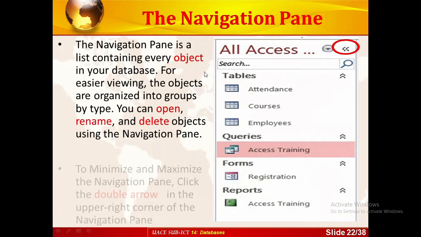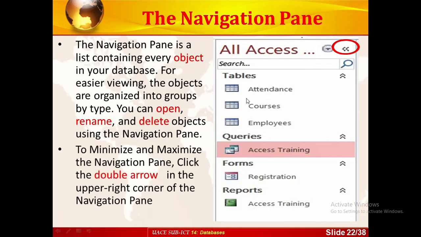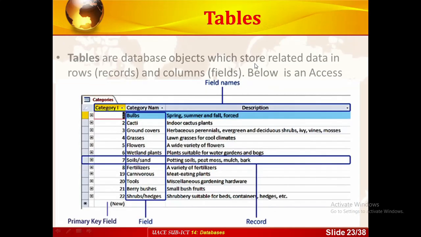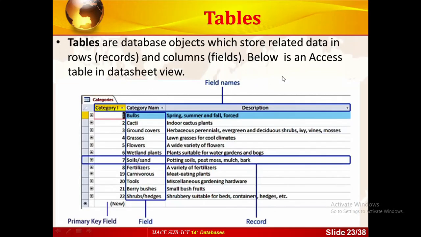So this is the navigation pane I was talking about. This is how it looks. It shows the tables, queries, forms, and reports, and these are the icons for those objects. You can minimize it, you can rename the table, you can rename anything here. You can open, you can delete, you can do anything you want here. Then this is how the table looks, where related data is stored, like you can see here the numbers, the product or category, the description, and so many others.